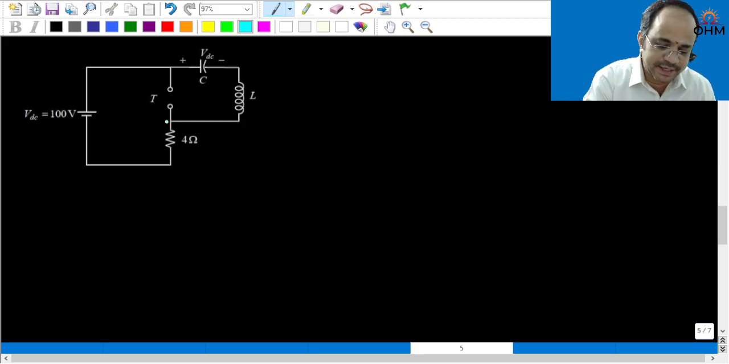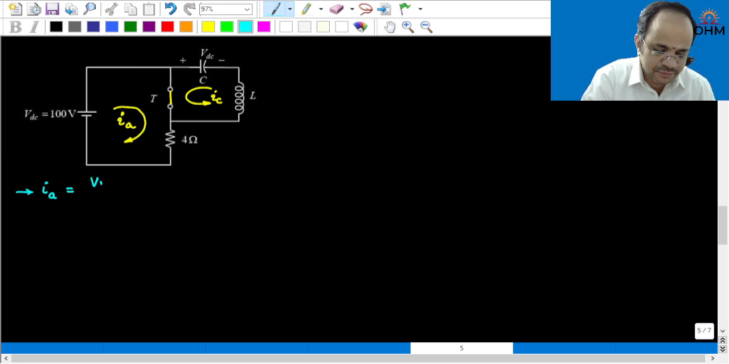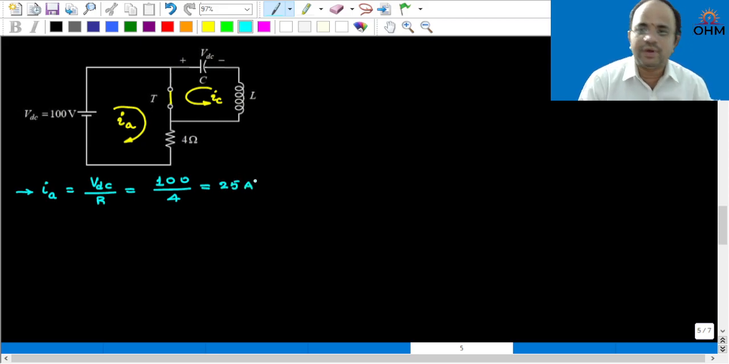Now, under this condition, if the thyristor is triggered, then what happens? There will be two components of current that can flow through this device. One is the SCR current, let me call it IA. Another is this resonant current, let us call it IC. The current flowing through the SCR is simply the source voltage, VDC, divided by this load resistance: 100 divided by 4 is equal to 25 ampere.